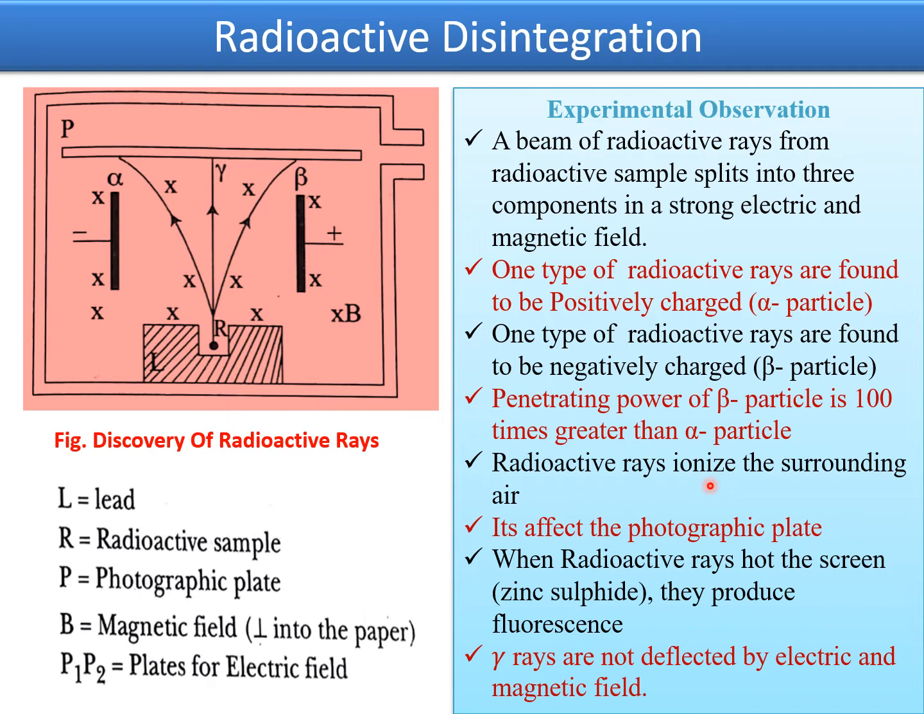The alpha particle has more ionizing power, but its penetrating power is low. Alpha, beta and gamma all affect the photographic plate. And gamma rays are not deflected by an electric field or a magnetic field; they are directly incident on the photographic plate.